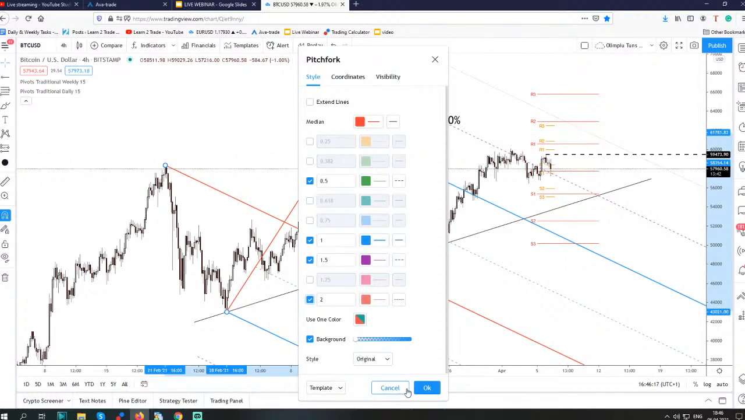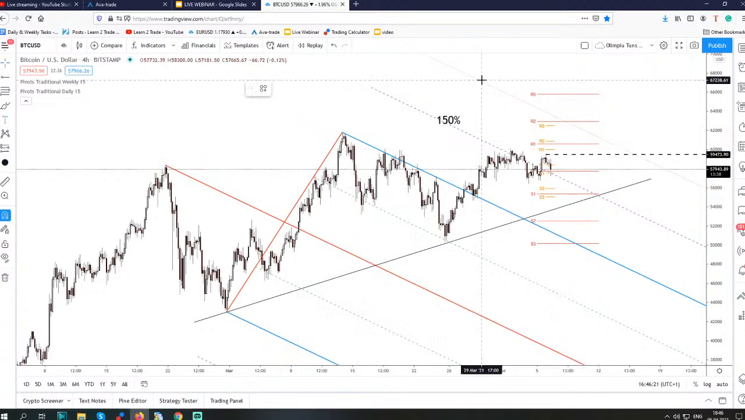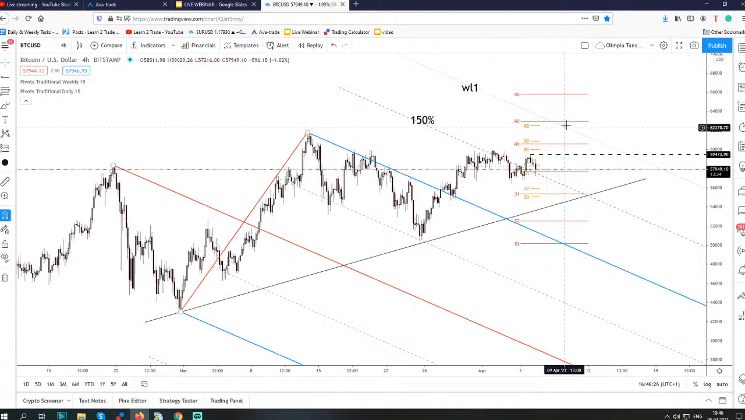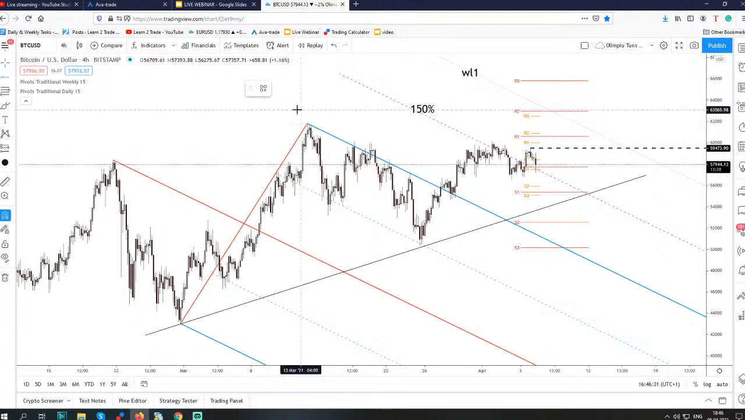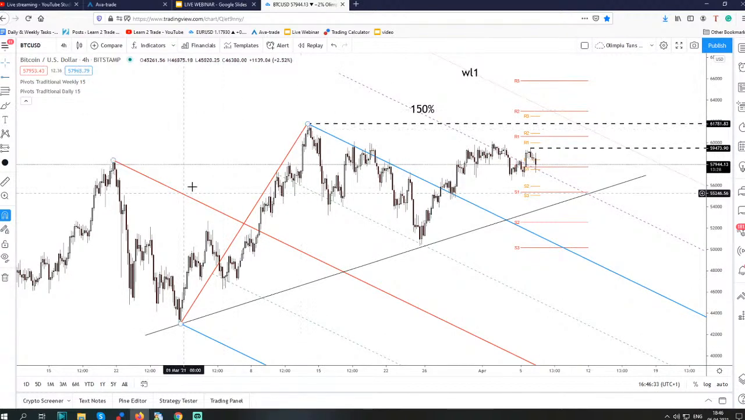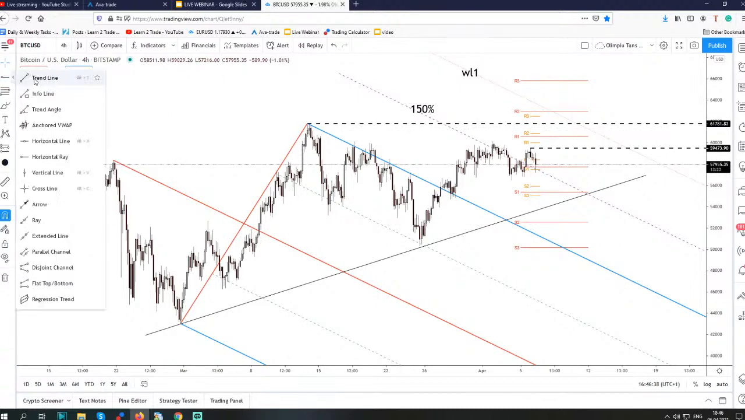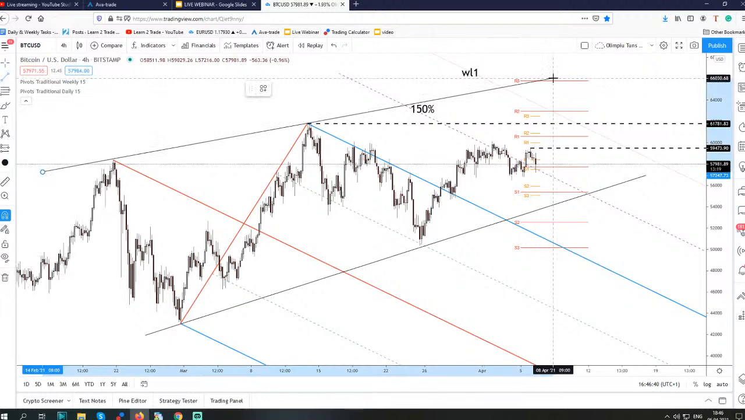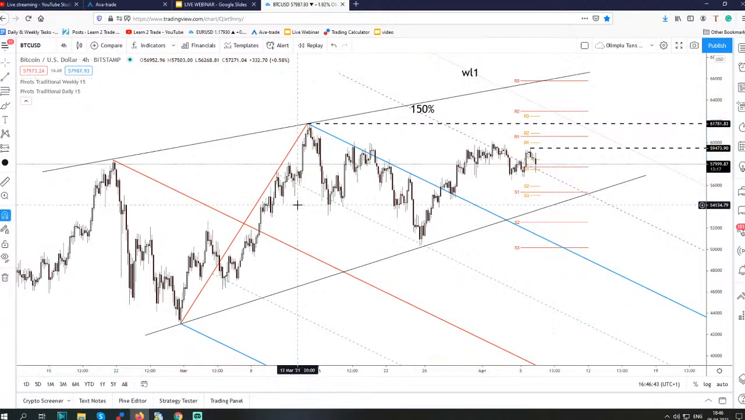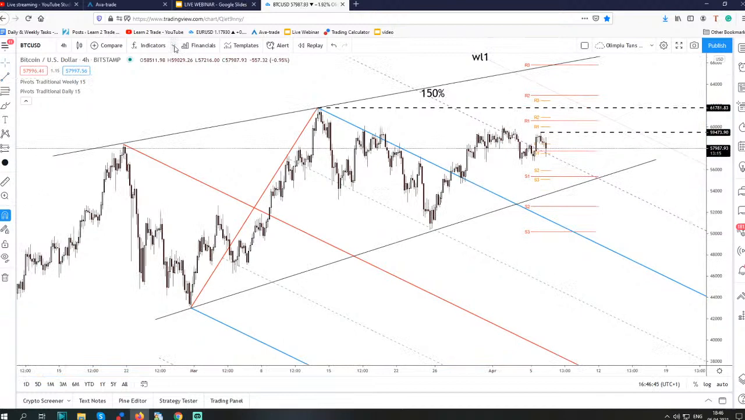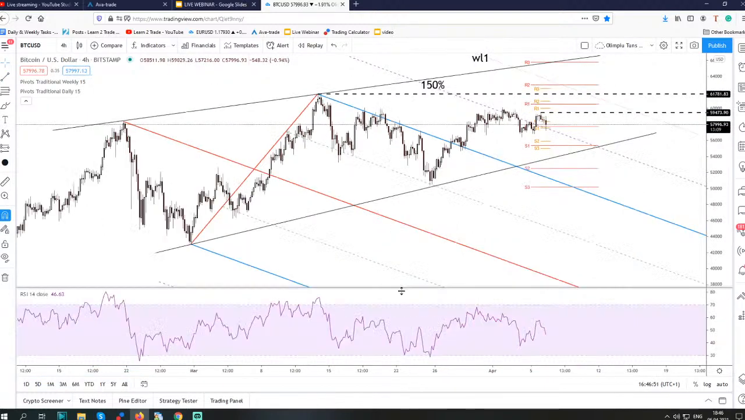Okay, and here we have the first warning line if the price will continue to increase. Here we have the all-time high. In one moment, guys. So as you can see here, let's add also the relative strength index, RSI.